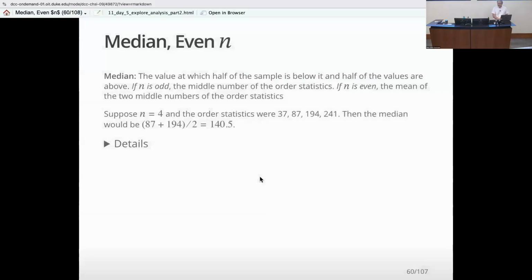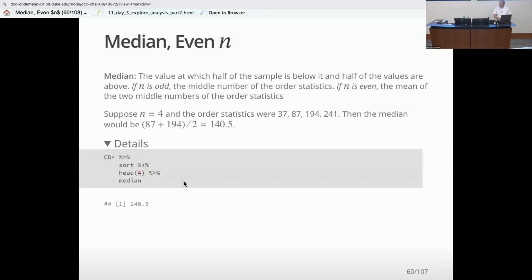So what do you do if n is even? If we drop the largest value, then n is even, and you take the two central values, right? In this case, we have 1, 2, 3, 4. So we're going to take the 87 and the 194, and take the mean of them. Then our median for this smaller sample of 4 values is going to be 140.5.